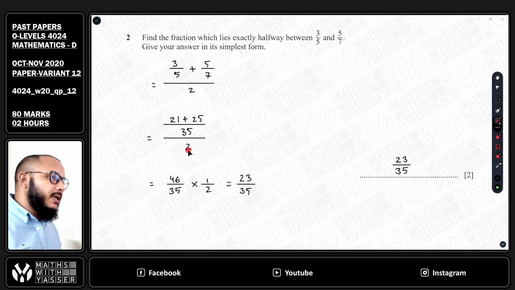And since we are dividing it by 2, we can also do the reciprocal of 2, which will be half. So then we can multiply with it. So that will be 46 over 35 times half. That will give us 23 over 35. And that will be our final answer.